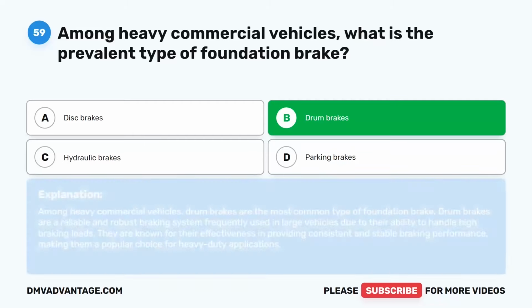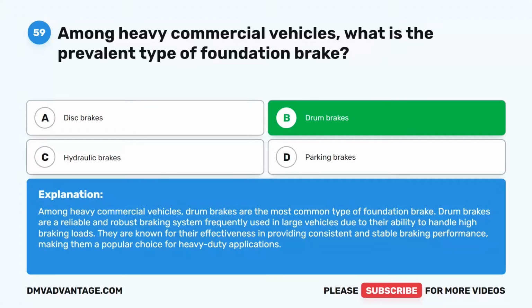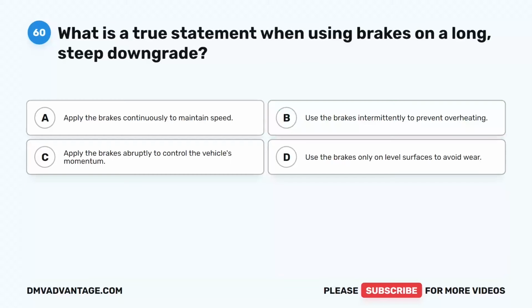Drum brakes. Among heavy commercial vehicles, drum brakes are the most common type of foundation brake. Drum brakes are a reliable and robust braking system frequently used in large vehicles due to their ability to handle high braking loads. They are known for their effectiveness in providing consistent and stable braking performance, making them a popular choice for heavy-duty applications.